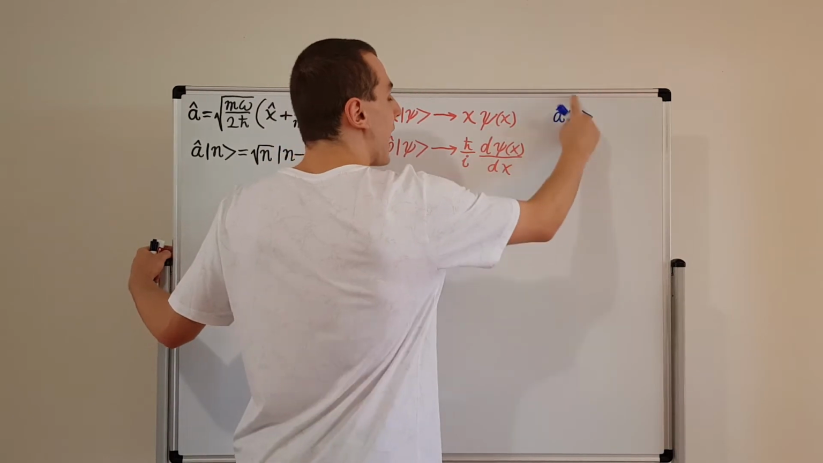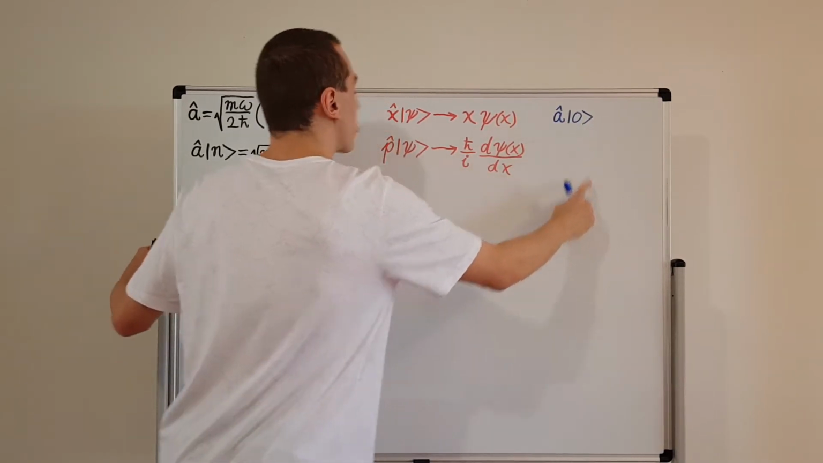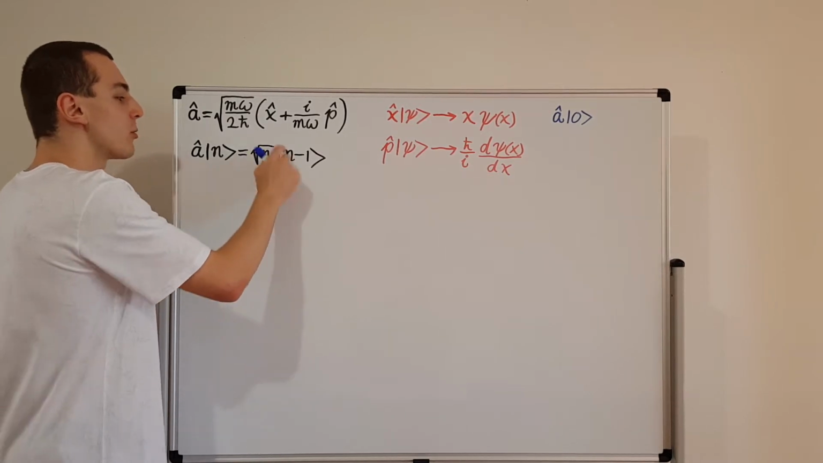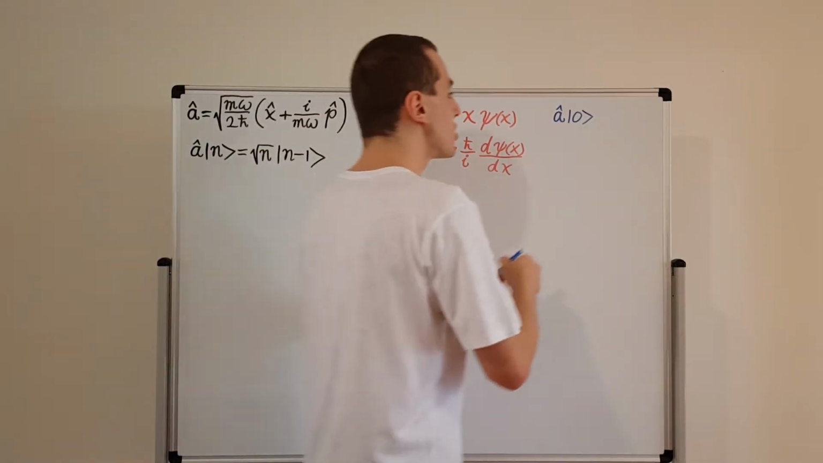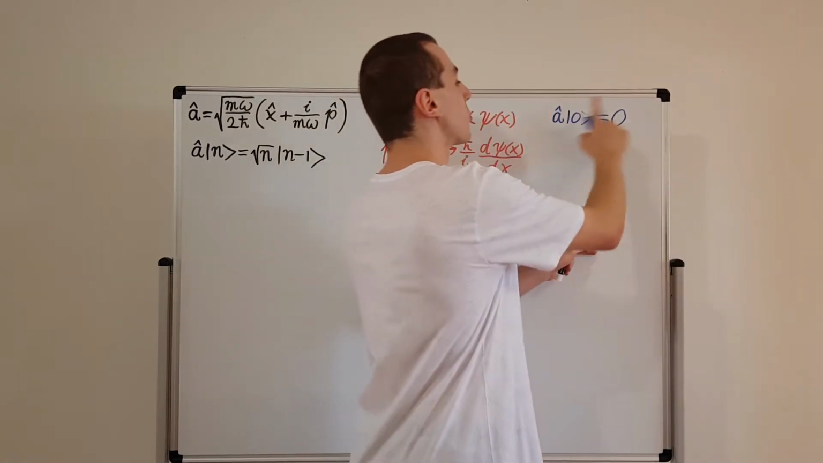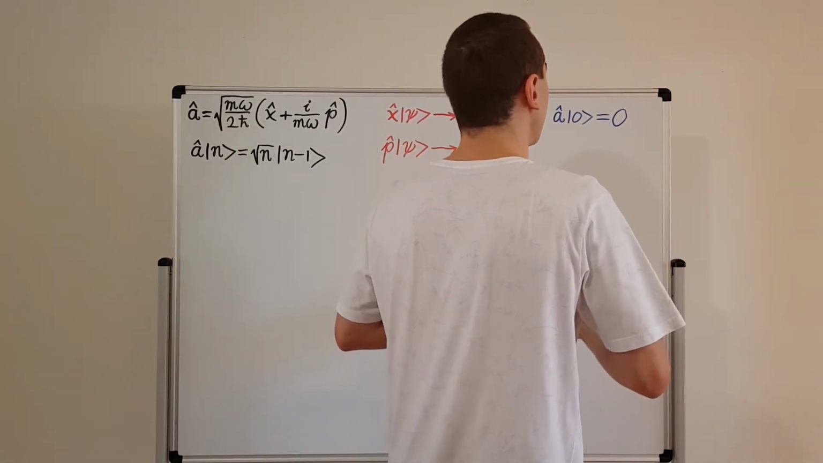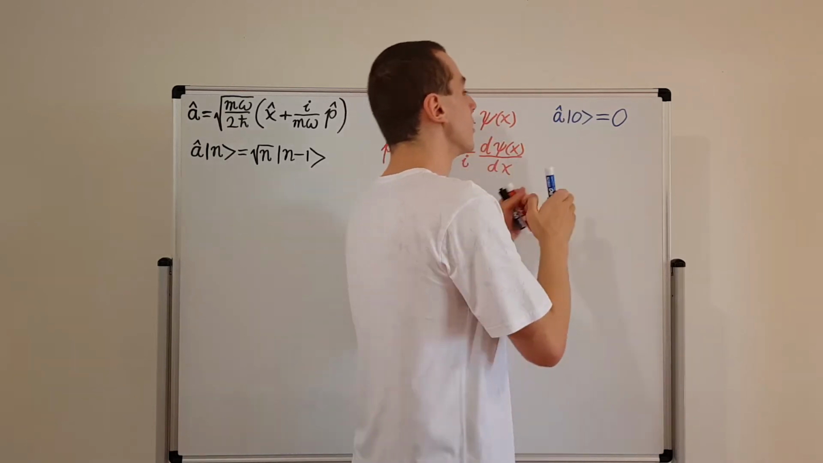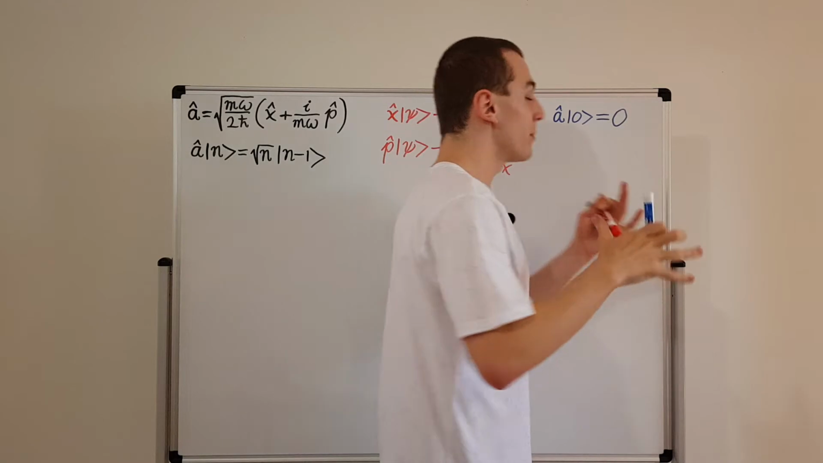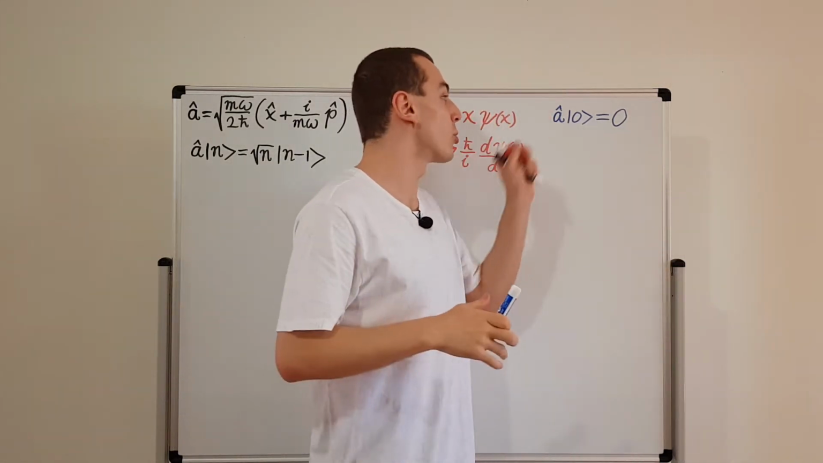So what happens if we act with the lowering operator on the ground state? Have a look at this normalization coefficient. We're going to have square root of 0. So this is just going to equal 0. This is one of the most important relationships that we're going to be using in this video. This tells us that when we lower the ground state, we get 0. So it disappears. The ground state disappears when we try lowering it.